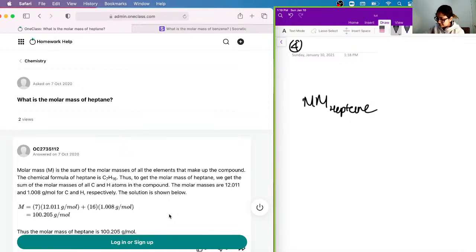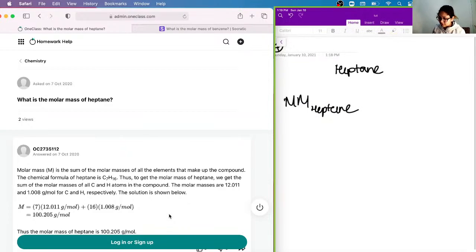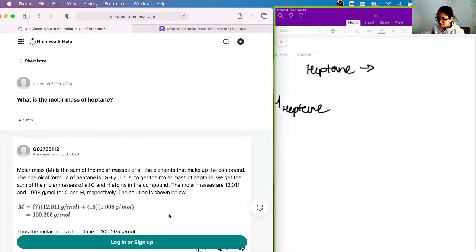And as I mentioned before, to find the molar mass of any compound, it's crucial to know the chemical formula. So the chemical formula for heptane: since we know it's a hydrocarbon, we know that it consists of carbons and hydrogens. And so there's a formula for that, to find how many atoms of carbon there are and hydrogens.